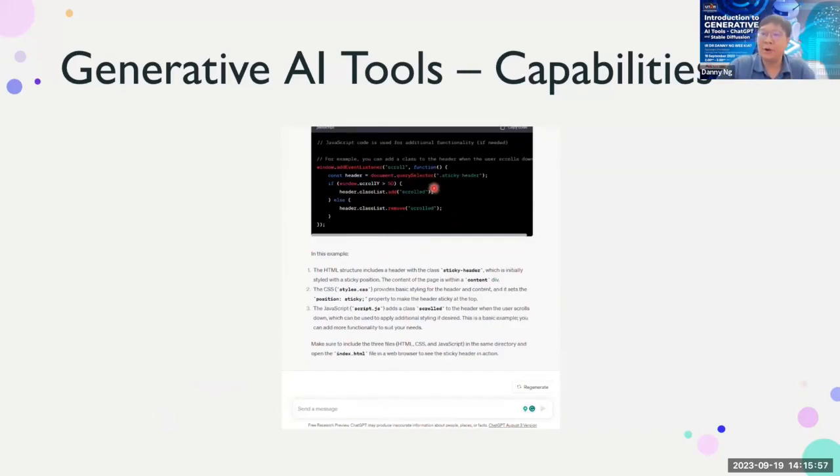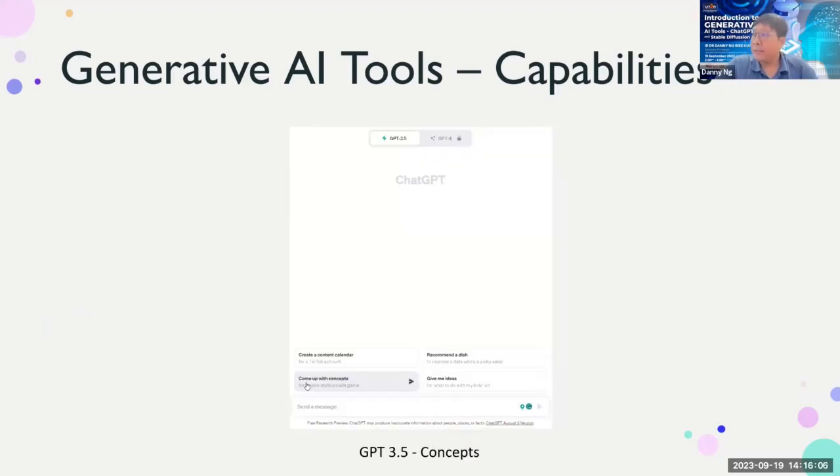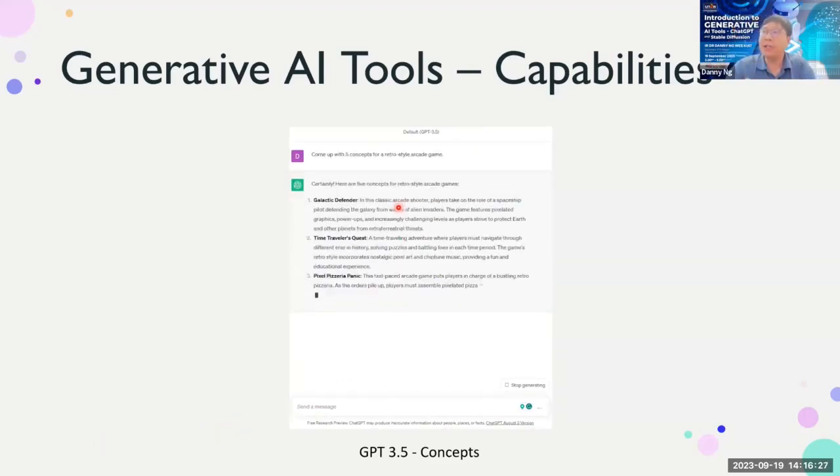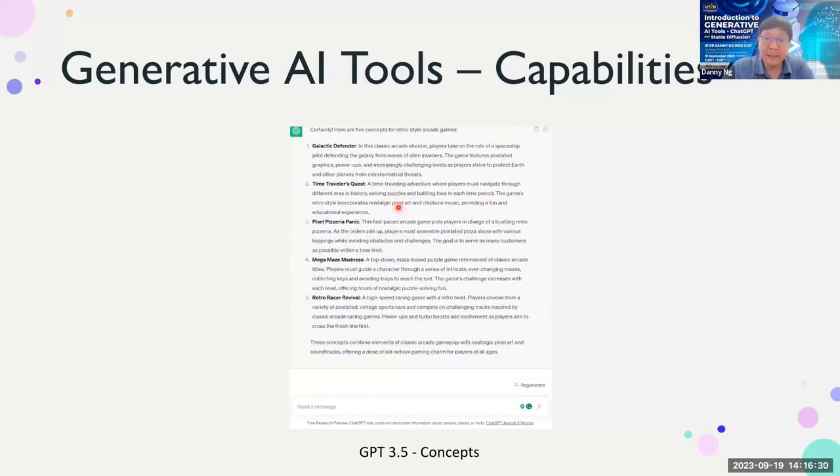So it can actually base on the information over here and generate a page accordingly. So this is one of the examples. Another one is concept. It can try to come up with concepts. For example, over here, the prompt is: come up with a concept for a retro style arcade game. So you can see over here, it can actually generate ideas.